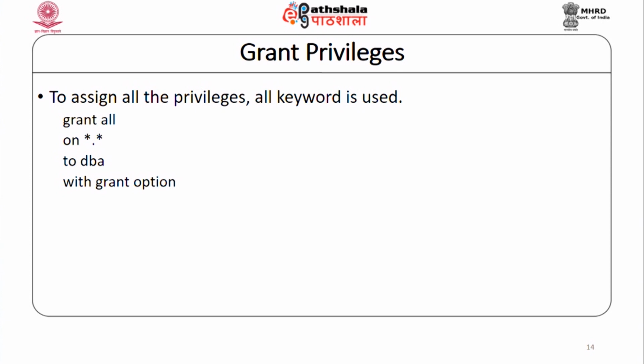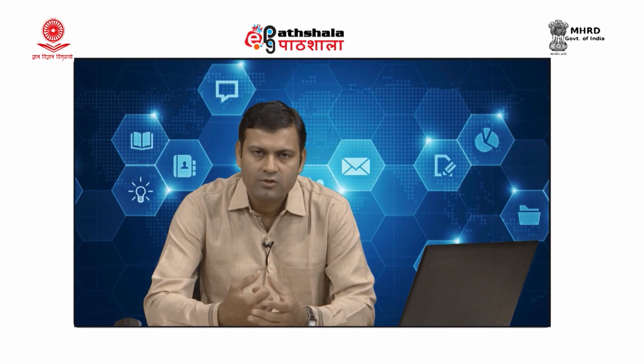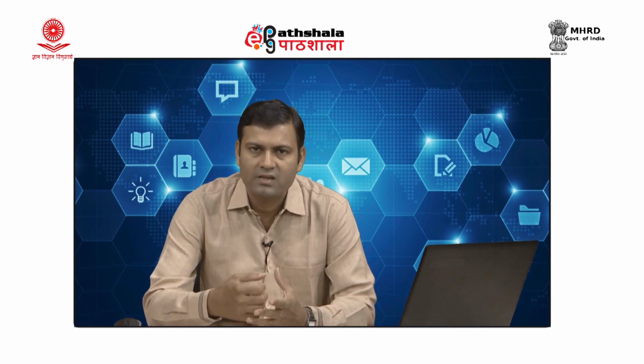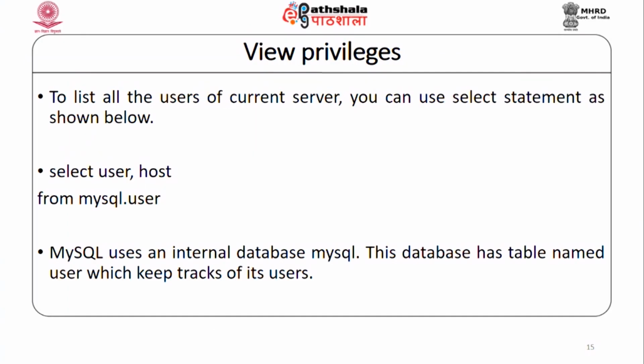To assign all the privileges, the ALL keyword is used. For example, you can write GRANT ALL ON star dot star TO DBA WITH GRANT OPTION, because generally a database administrator must have all the privileges. So, here you can assign this to a super user or DBA, who generally has all the privileges. You can assign all the privileges by using the ALL keyword.